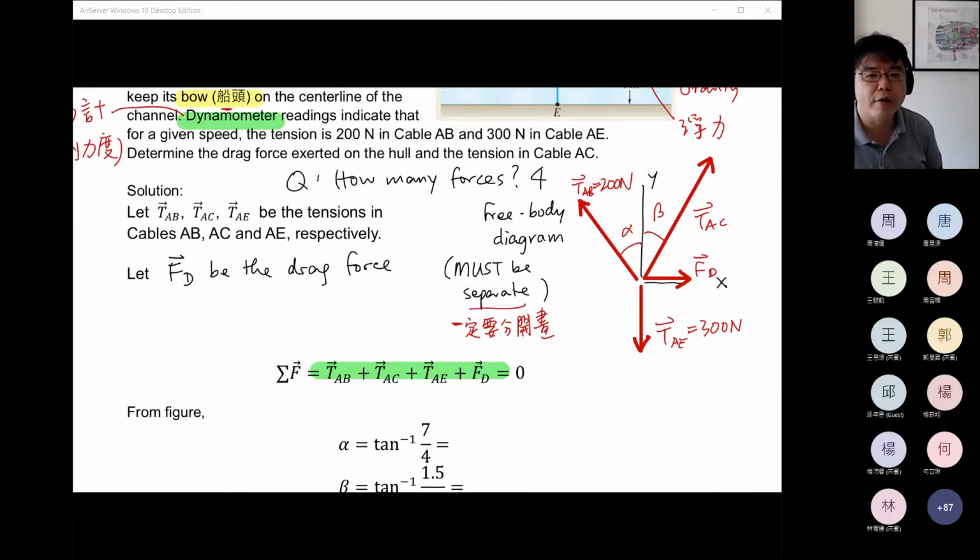So we have 4 forces, and you need to mark the direction of all forces and any angles or any magnitudes that you know. Of course, for some of them, we don't know how large the magnitude of TAC is, and we don't know the magnitude of FD either. But at least we know the other 2, so we need to write them down.